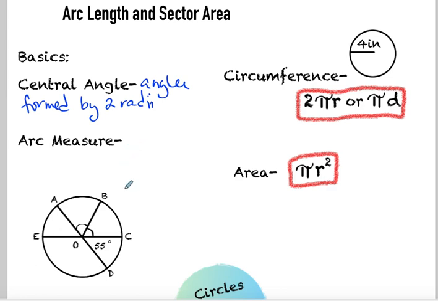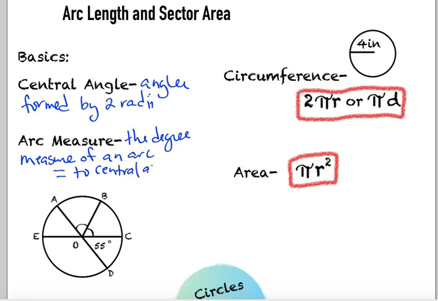The arc measure is a measurement in degrees of an arc, and it is equal to the central angle. So like in this circle here, this central angle here is 55 degrees. So the arc going with it, which is arc CD, is also 55 degrees.